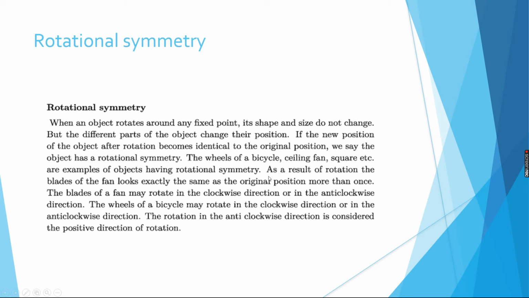As a result of rotation, the blades of the fan look exactly the same as the original position more than once. The blades of a fan rotate in the clockwise direction or in the anti-clockwise direction. The wheels of a bicycle may rotate in the clockwise direction or in the anti-clockwise direction. The rotation in the anti-clockwise direction is considered the positive direction of rotation. So this one should be marked as very important info for all of you.